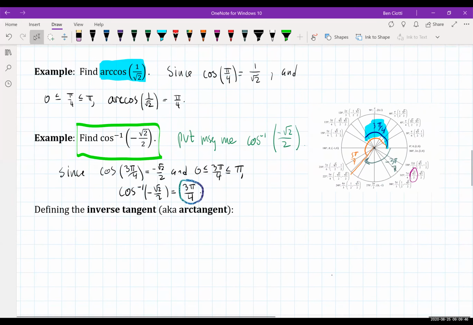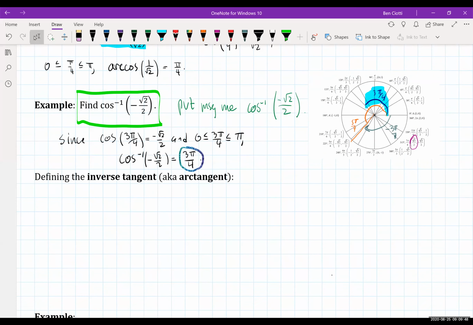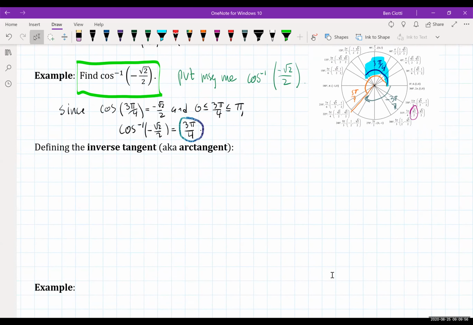Whew, okay, one more inverse function to define, and that's inverse tangent, aka arctangent. So let's look at the graph of tangent, and now you're going to see why I bothered to show you that graph of tan that I showed you at the beginning of lecture today, because we're going to use it right here.